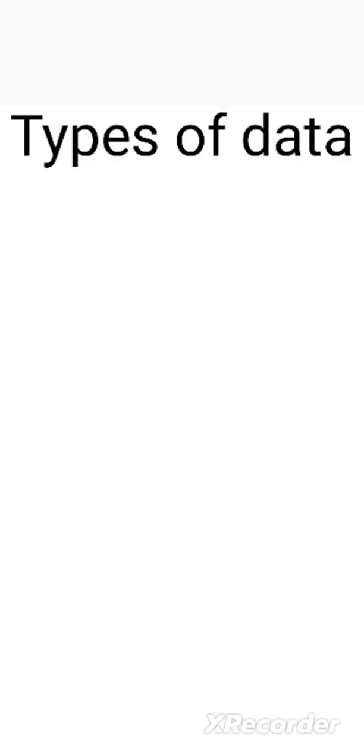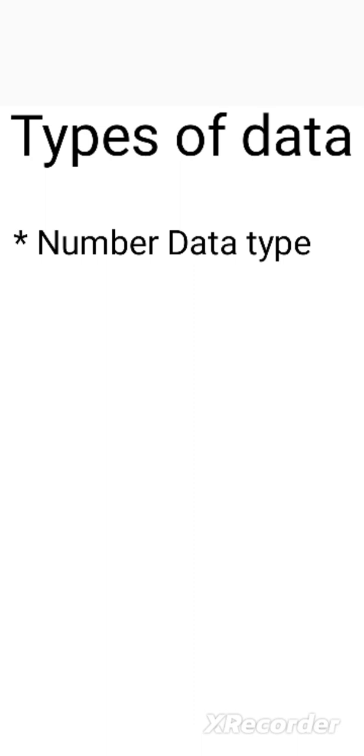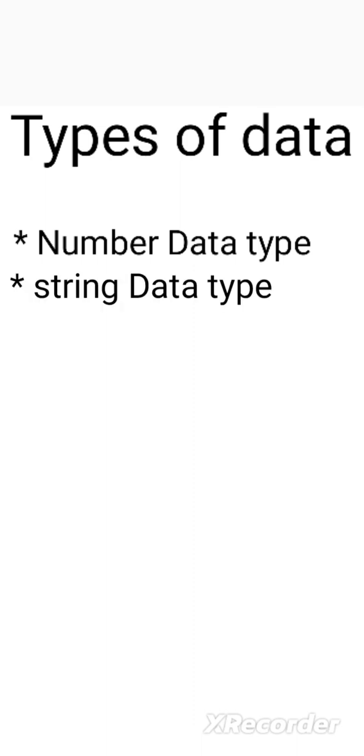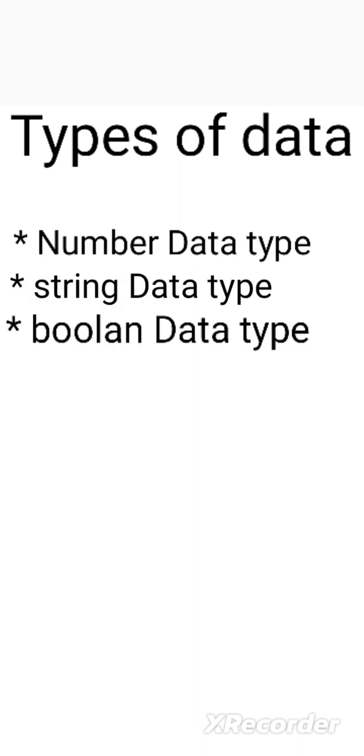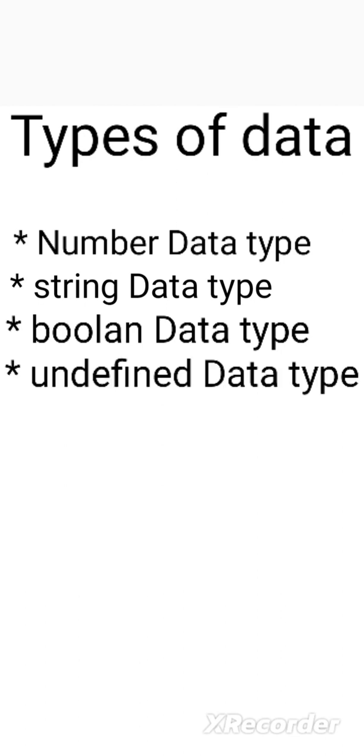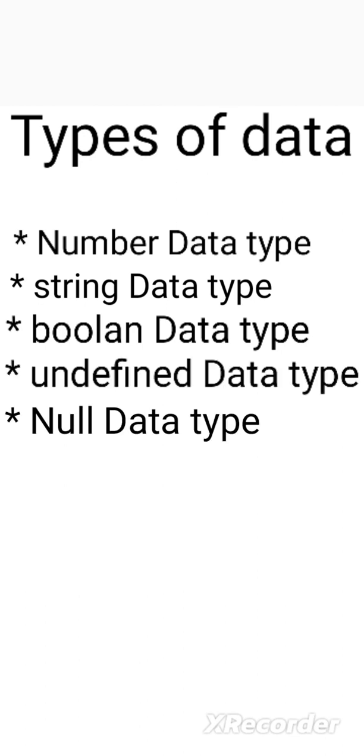And what are they? We have the number data type, we have the string data type, we have the Boolean data type, we have the undefined data type, and we have the none data type. So for this basic tutorial, we are going to be considering the number type, the string type, the Boolean type, the undefined, and the none.